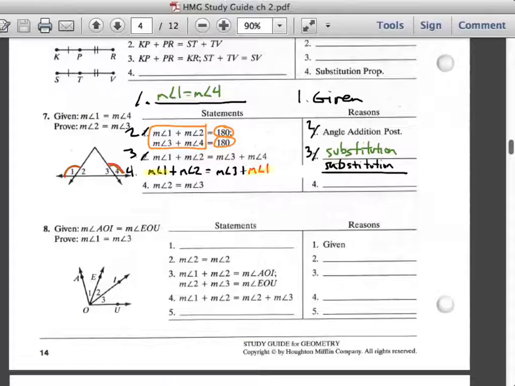Okay, these are the reasons. I added a line 4 to make this make more sense, and I'll explain that more in class as well. And I'm not going to do line number 8 for you right now. I want to see if you can figure it out. We'll talk about it in class.